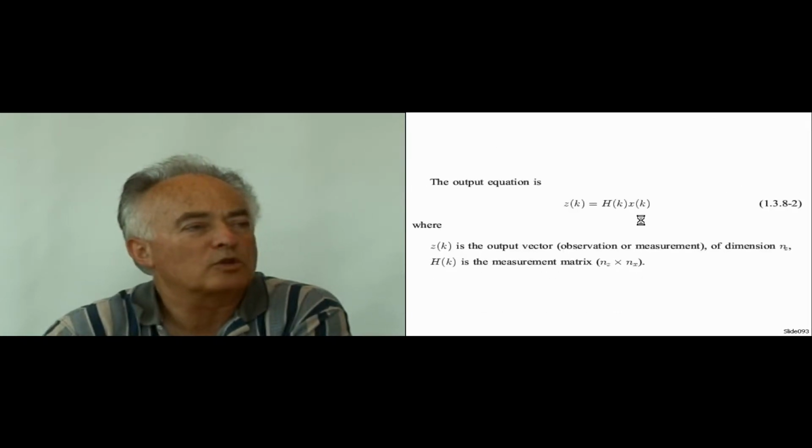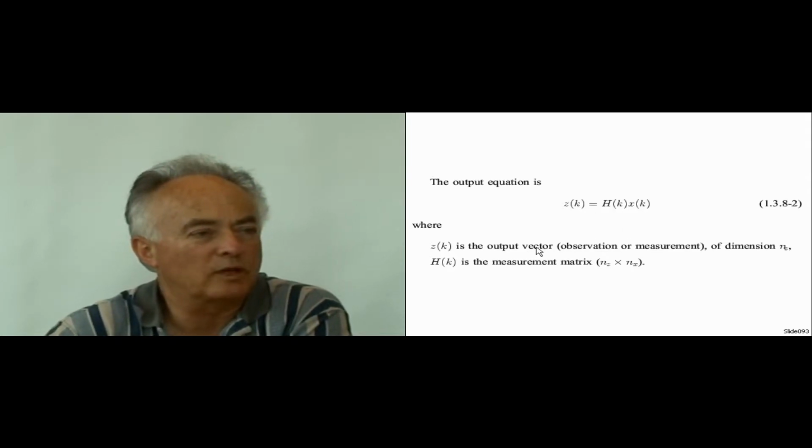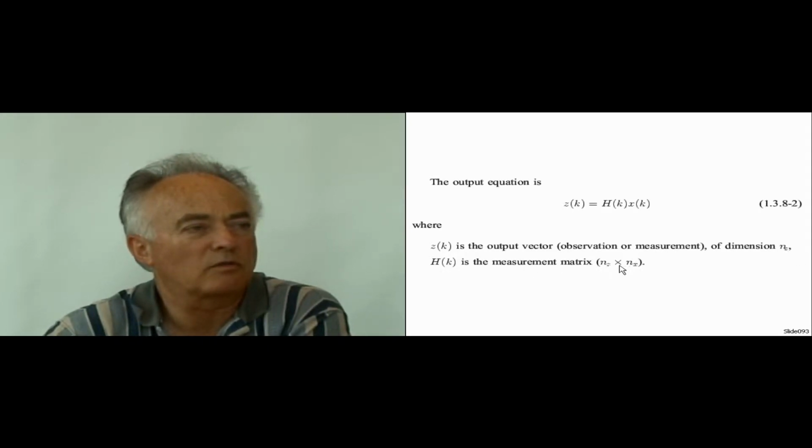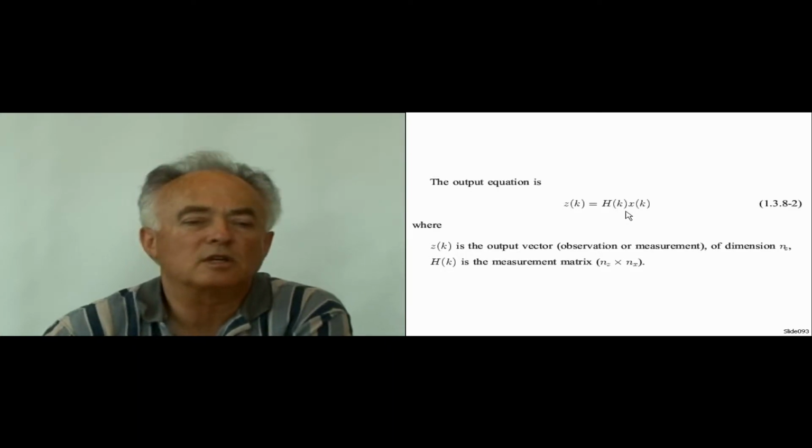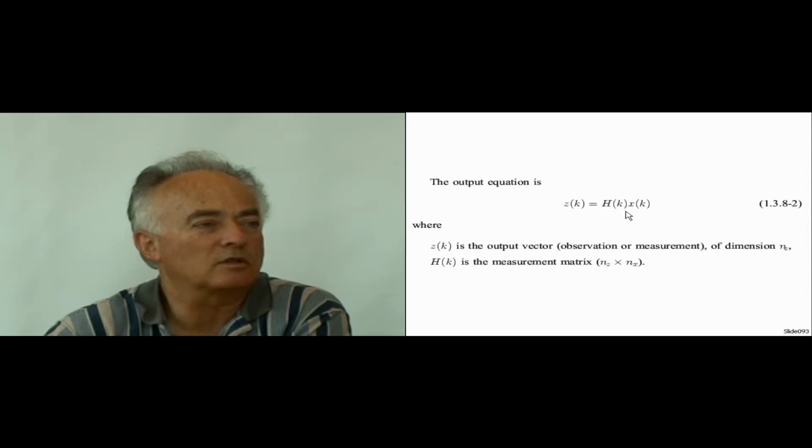The output equation: z at time k is H_k x_k. So we have the output vector or observation or measurement, dimension nz, and H is the measurement matrix, nz by nx. For the sake of generality, it is shown as time varying. In some cases it is, others it might not be.